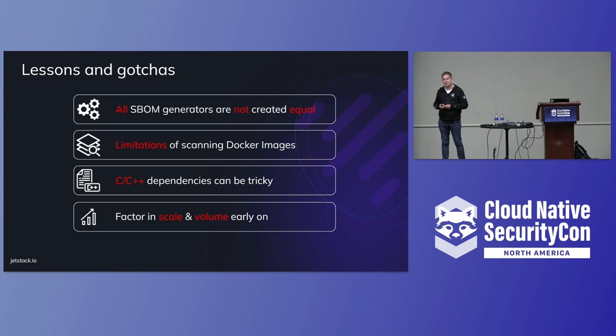And then finally, scale and volume. As we discovered, processing these SBOMs takes up a lot of CPU and resource. Some of these SBOMs get really, really huge, thousands and thousands of dependencies and so on. And this takes a great deal of memory and CPU. And if you've suddenly got a surge of images, then for us, it kind of broke our Dependency-Track implementation.